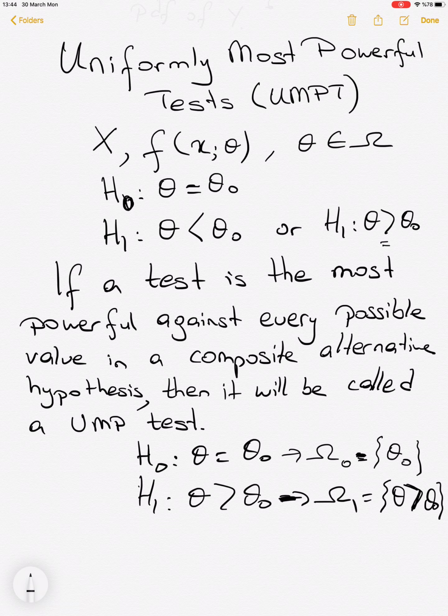In the most powerful test we have only one value of theta in the alternative hypothesis, but right now we have infinitely many numbers which are greater than theta 0. So for each possible value of the parameter specified under the alternative hypothesis, we have a most powerful test, so we will derive that. Because of that, the name is uniformly most powerful test. We are using the same most powerful test procedure, but for every possible value defined under the alternative hypothesis. So it is uniformly most powerful test.